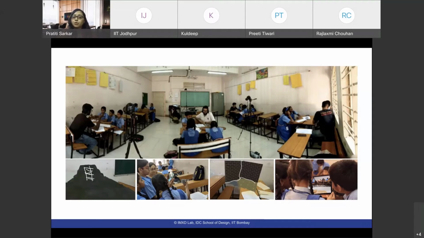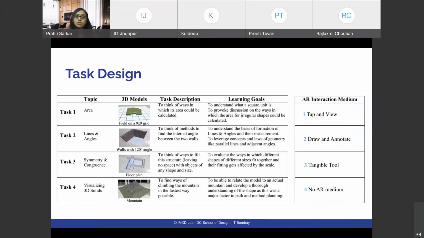We wanted them to move around and interact with the object as they would in a real world scenario. So this task design involved them doing four tasks, pertaining to four different topics of seventh grade math: area, lines and angles, symmetry and congruence, and visualizing 3D solids. And for each of these topics, four different 3D models and four different tasks were given.